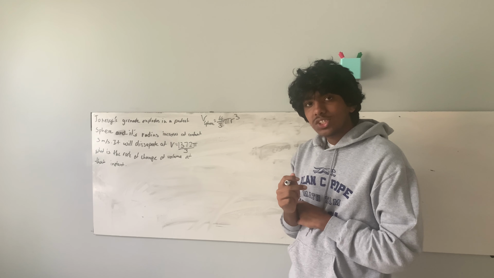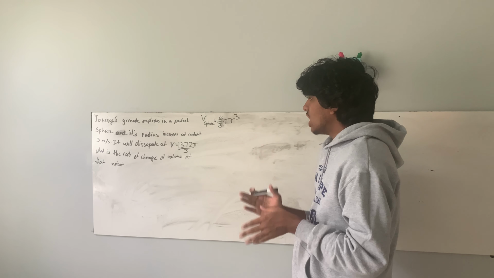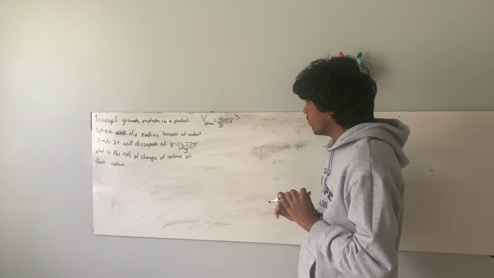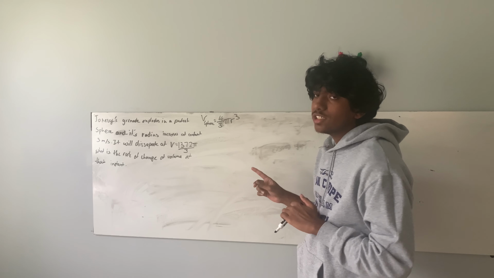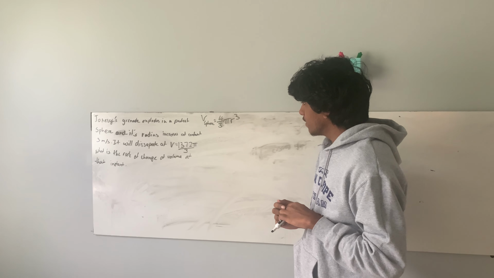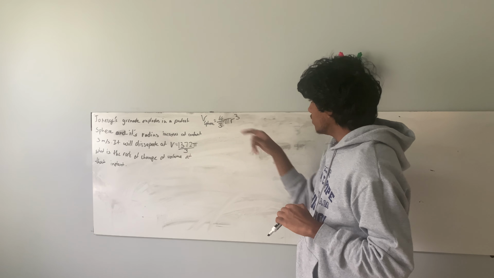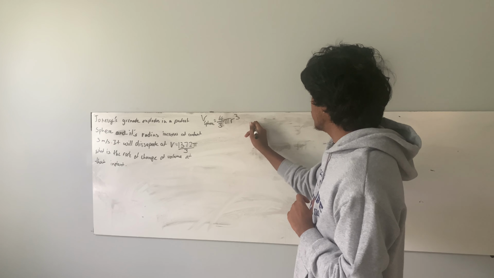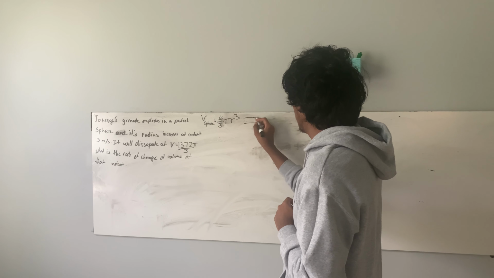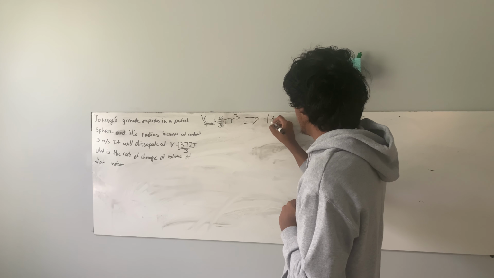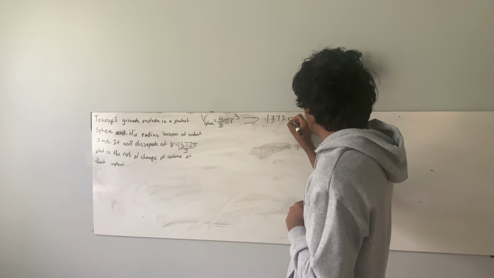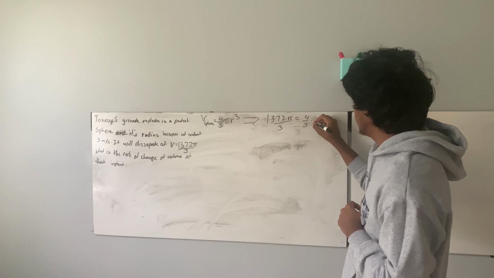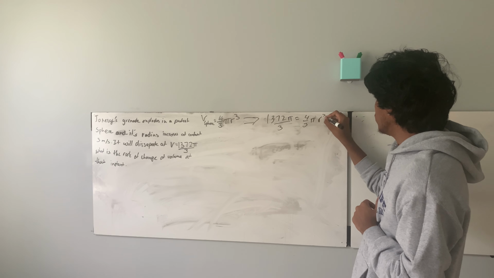Okay, this is the calc section of our FRQ, and this is looking like a related rates problem. So before I do anything, I want to know the radius when the volume is that number. So I'm going to set the volume equal to 4/3 pi r cubed and solve for the radius. So this is how it's going to look: 1372 pi over 3 has to equal 4/3 pi r cubed.